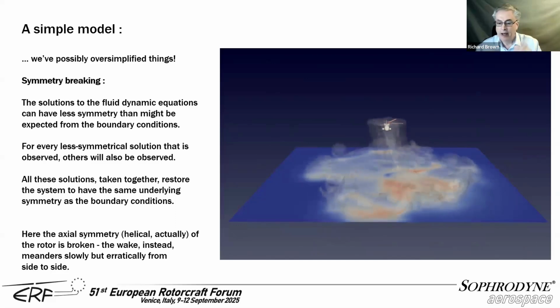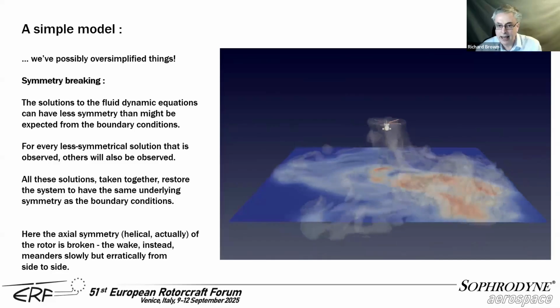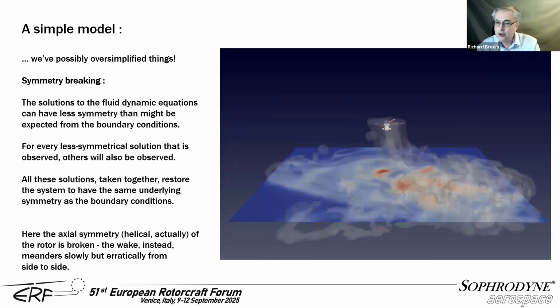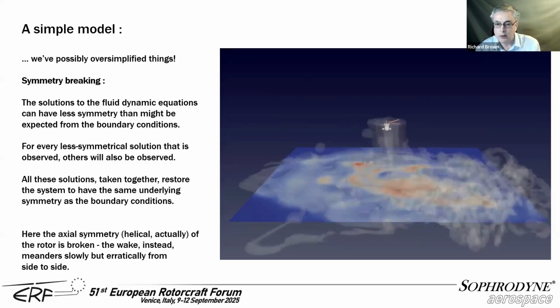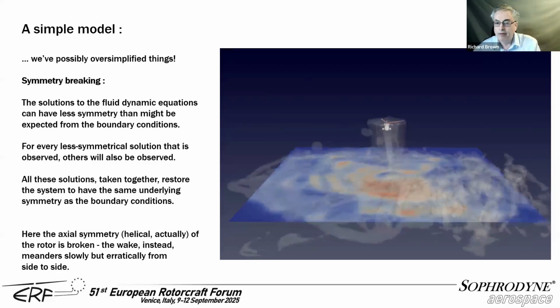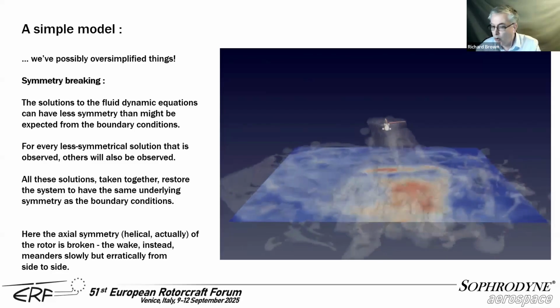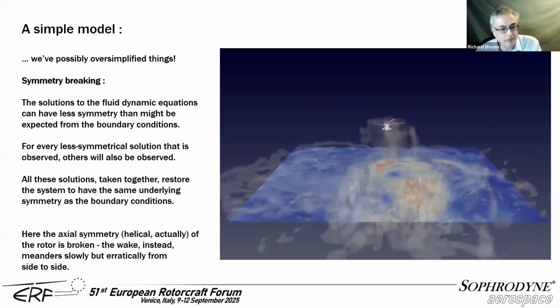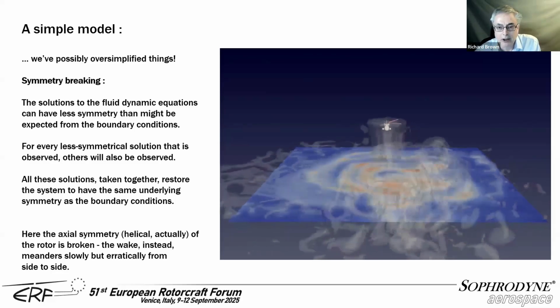So in other words, we have a symmetrical set of boundary conditions, in this case, an axially symmetric rotor. It needn't generate axially symmetric wakes only. If it generates wakes which are not axially symmetric, on the other hand, we'll find a whole lot of other wake patterns which, taken together, are all axially symmetric. Okay, so here what we're seeing is this meandering mode which the wake can actually adopt.